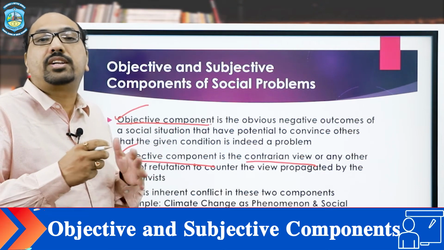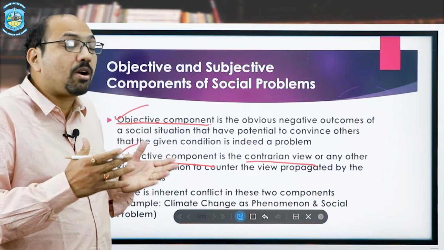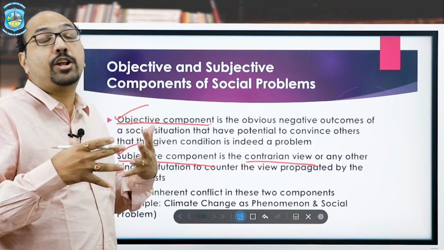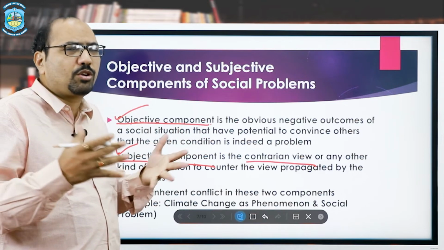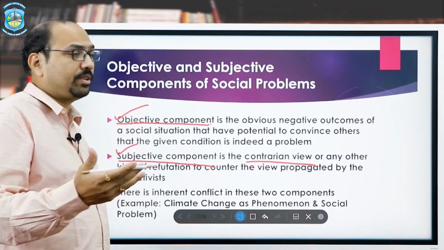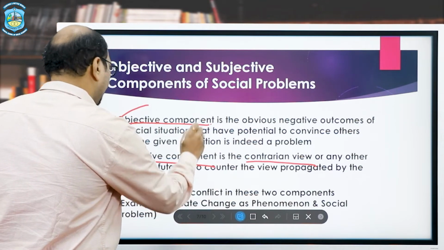In fact, after a certain period of time, this is important, this can have other consequences which are beneficial, and so on. So many favorable arguments can also be there. Some contrarian views can also be there. That is known as the subjective component of the social problem.